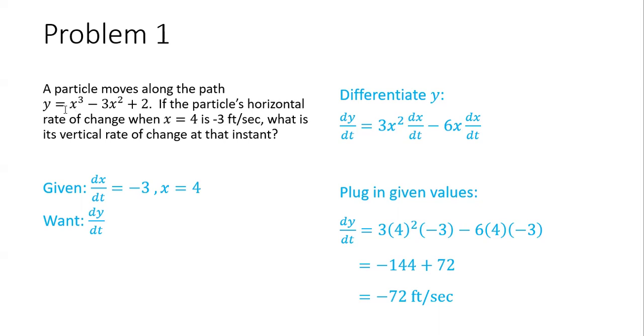Because y is changing with respect to time and x is changing with respect to time as well, just think of it as implicit differentiation. You could also think of it as chain rule, but I'm not going to go over that in detail here. So just implicitly differentiate. So dy/dt is 3x squared dx/dt minus 6x dx/dt. Do we have all the pieces? Because we want dy/dt. Do we have x? We do. Do we have dx/dt? We also do. So plug everything in and you should get negative 72.